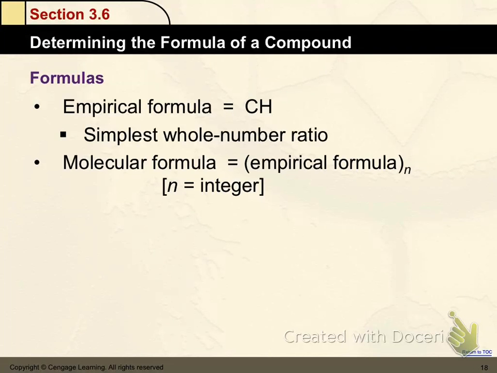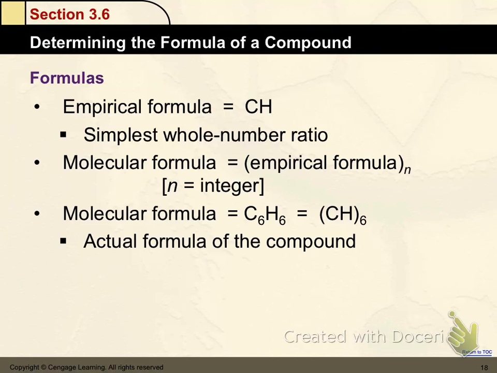The second type of formula, a formula that gives us more information, is known as the molecular formula. This is just simply the empirical formula times some integer. So in this case, I've got the empirical formula times n being that subscript on the far right. If we know what n is and we know what the empirical formula is, then we'll know what the molecular formula is.